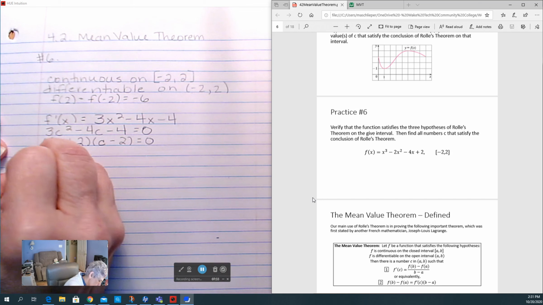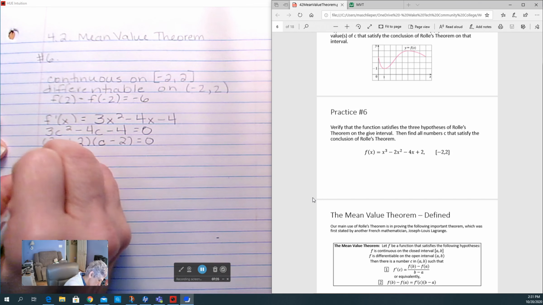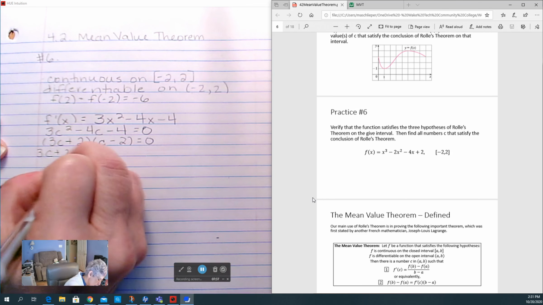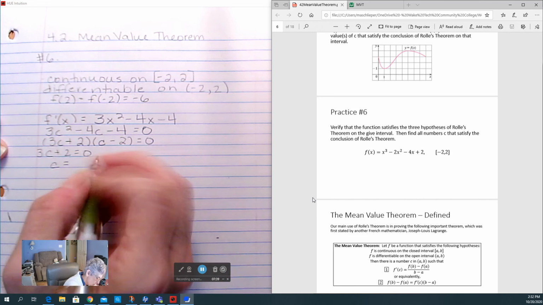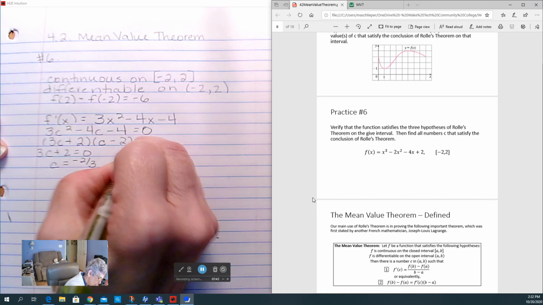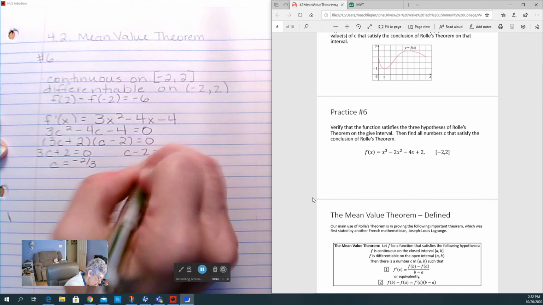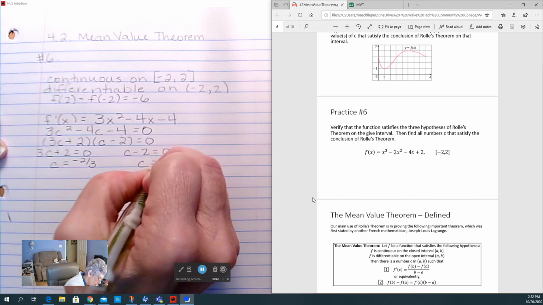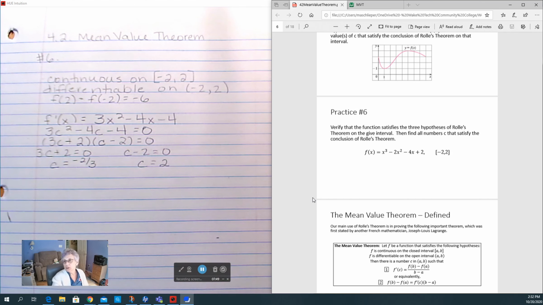So either 3c plus 2 is equal to 0, so c could be equal to -2/3. Or c minus 2 is equal to 0, so c could be equal to 2.